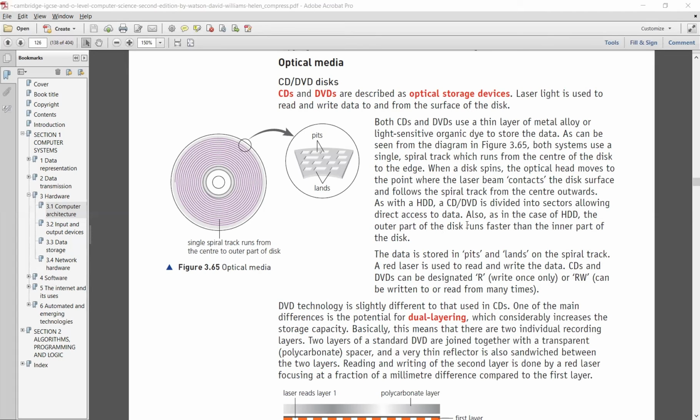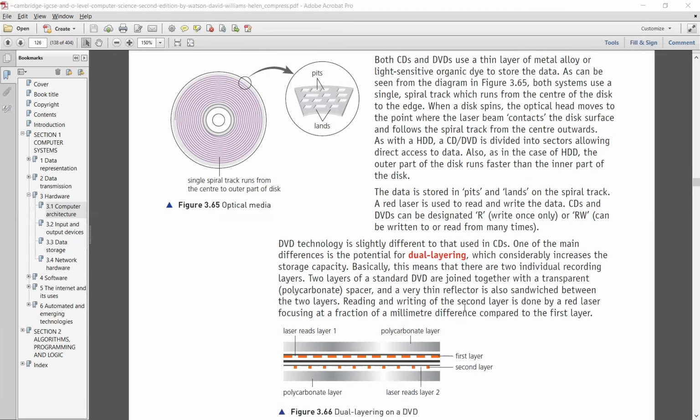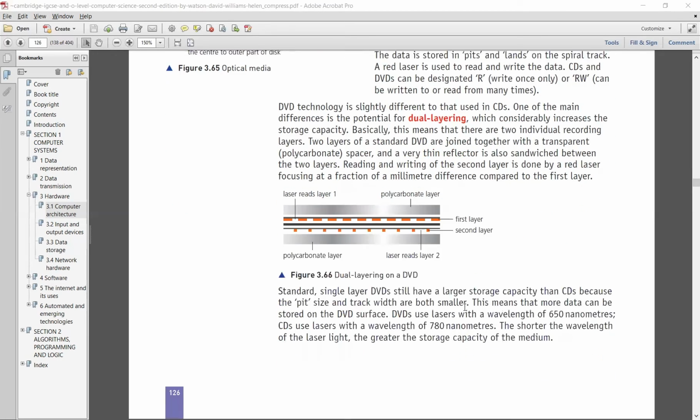It becomes permanent once the data is written or burnt on it. On the contrary, RW, which means rewritable, allows the data to be read from or written to many times. Now, dual layering I've talked about just now. Dual layering means the data is saved on both the surfaces of your DVD.